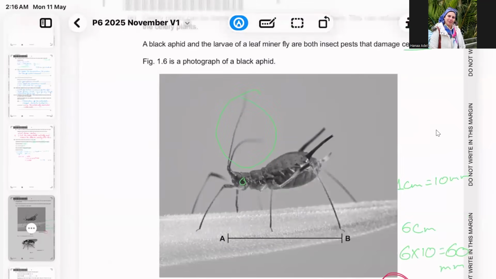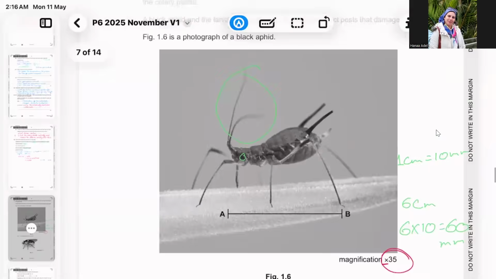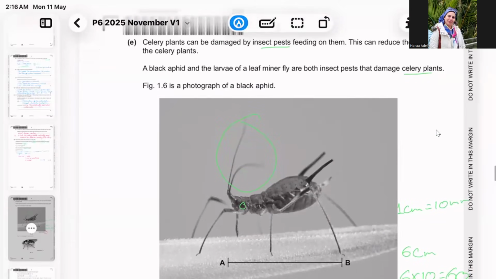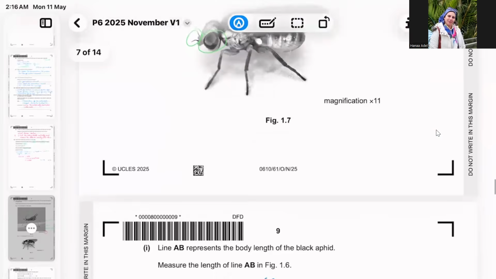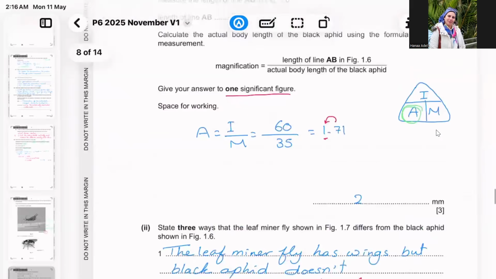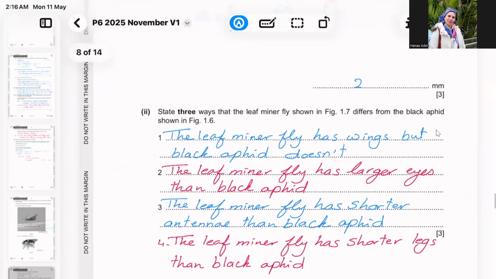So you can write these comparative sentences in the opposite way. You can write: the black aphid has longer antenna, has small eyes, and does not have wings. So you can start with the insect that you want, but you have to refer to both insects. And the last one, the leaf miner fly has shorter legs than the black aphid. Also you can start with the black aphid, which has longer legs. So it depends on how you start at the beginning of the sentences, and you can make it in a comparative way.